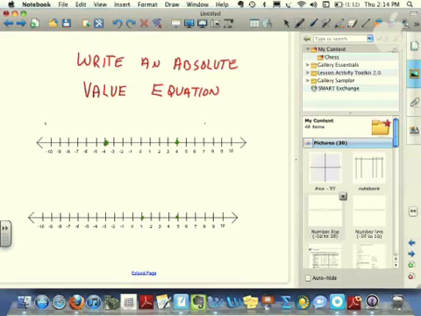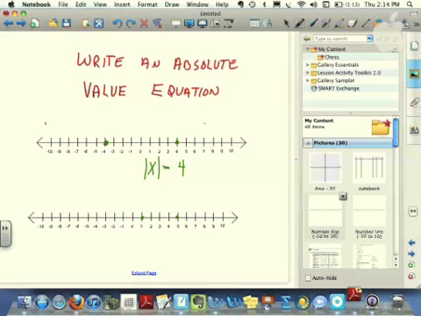Let's take a look at these graphs and see if I can write an equation. Notice that there is a dot on -4 and a dot on 4. So that absolute value equation would be the absolute value of x equals 4.